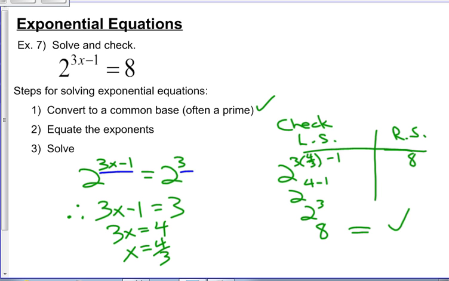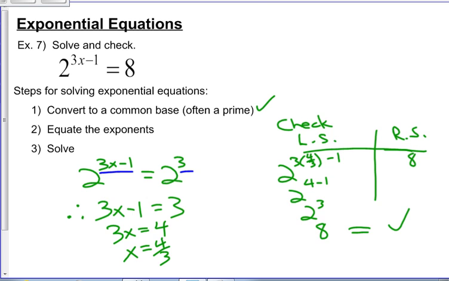Okay. So, convert to a common base, equate the exponents, and solve. Now you might be thinking, well, what if there's no common base? What if you had 2 to the 3x minus 1 equals 7? Then we're in trouble. We'll need logarithms, and we'll deal with that in the next chapter.